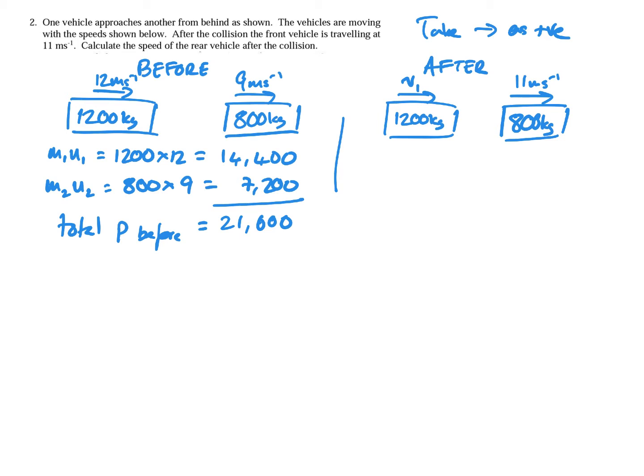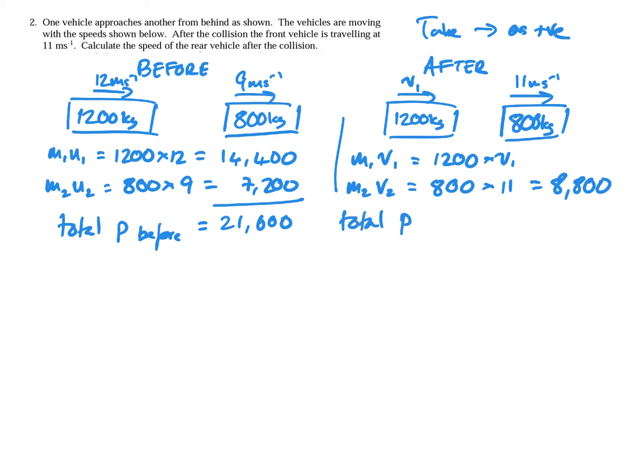And now looking afterwards, the first one is m1v1, it's 1200 times v1, and that's all we can do with it, we can't take that any further. m2 times v2 is 800 times 11, is 8,800. So total momentum after is 1200 times v1 plus 8,800.